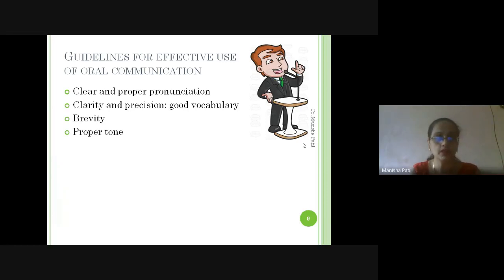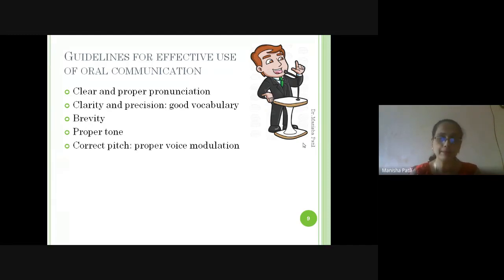Next, proper tone. There is something known as para language. It is your tone, speed, pitch of speaking. And the way you speak, the meaning is conveyed. If you change the tone of your speech, the meaning also changes. So you have to use proper tone.